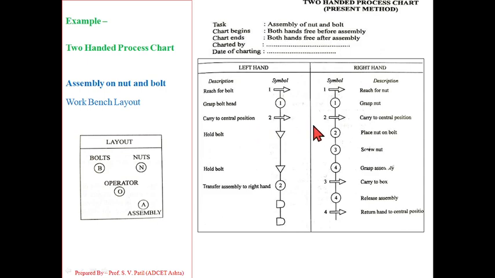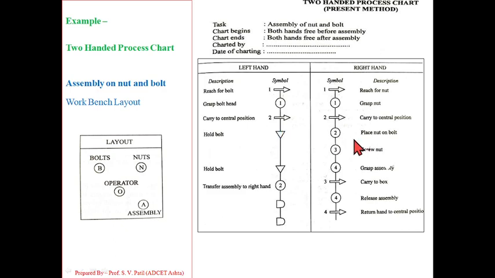Now, we want to perform the assembly of that nut and bolt. So it is required to secure the head of that bolt very properly, and the symbol for the same is an inverted triangle. In the earlier part of this unit, we used this symbol for storage purposes. But in the case of a two-hand process chart, we use this symbol for indicating grip or hold. So here the head of the bolt is secured properly by the operator, and to indicate that we use the inverted triangle.